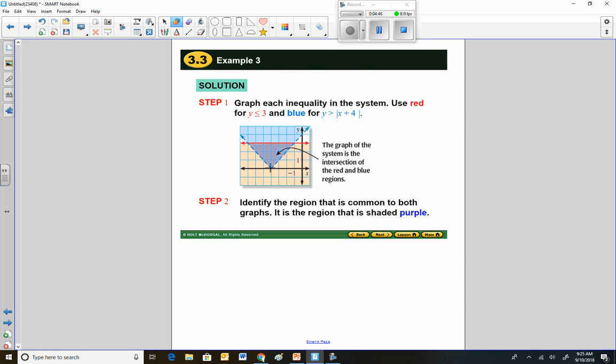Would negative 4, 0 be a solution? No, because it's on a dashed line. Would negative 4, up 3 be a solution? Yes, because that's a solid line.